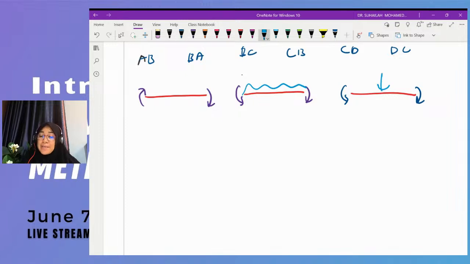For AB, the diagram is like this. This arrow means the point is here, and this is the last point. So we just need to join this line. This is the BMD. This is positive and negative.